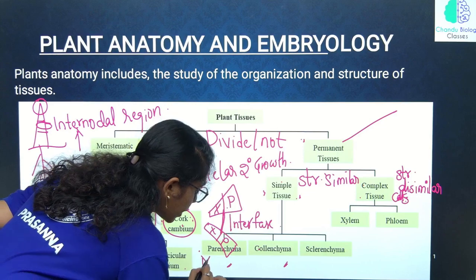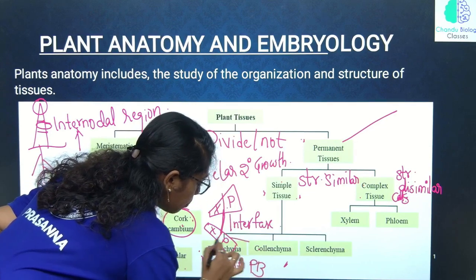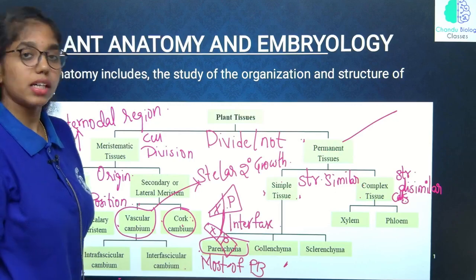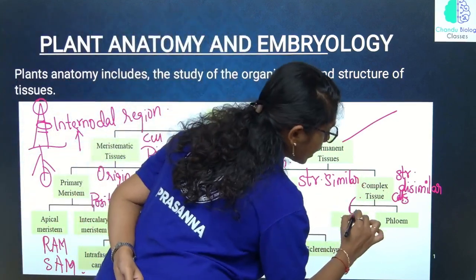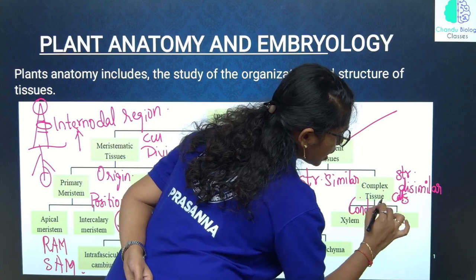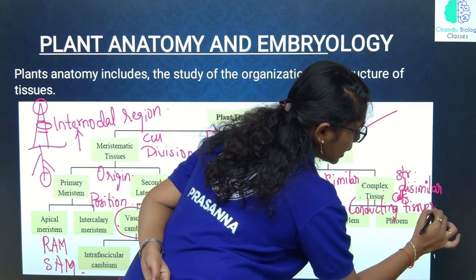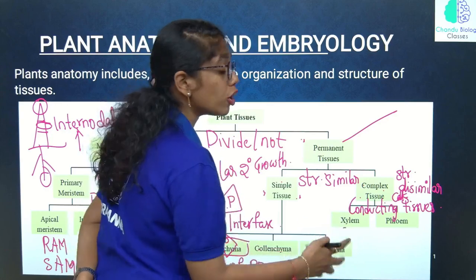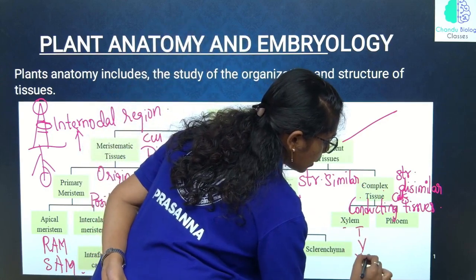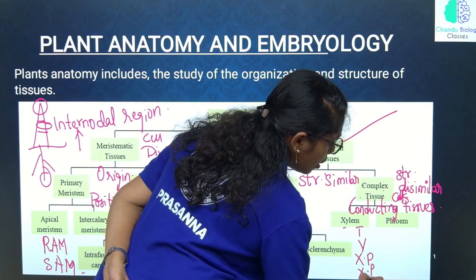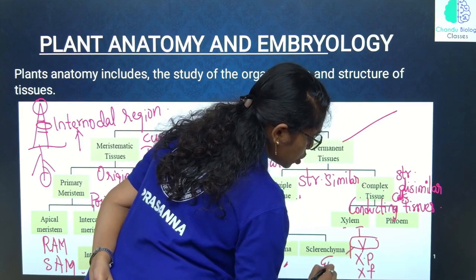Most of the plant body is composed of parenchymatous tissue, and complex tissue includes conducting tissues like xylem and phloem. Xylem includes four tissues which are tracheids, vessels, xylem parenchyma and xylem fibers, wherein vessels are absent in gymnosperms.